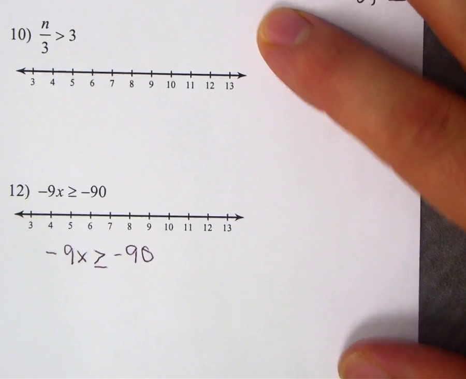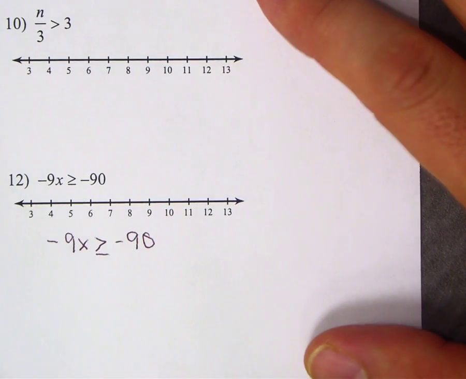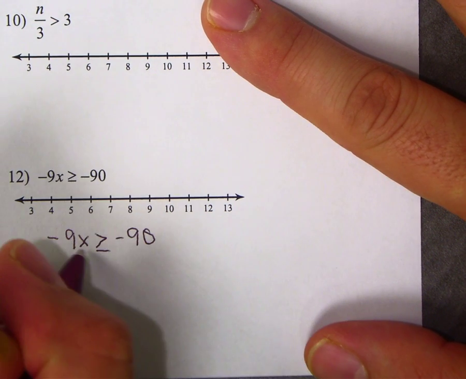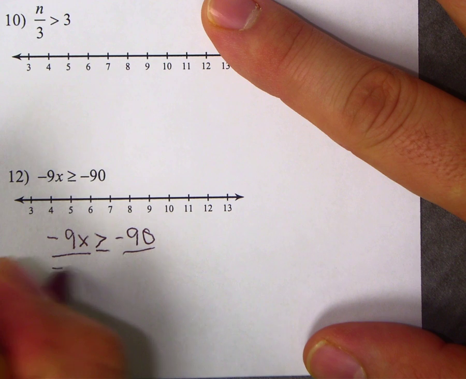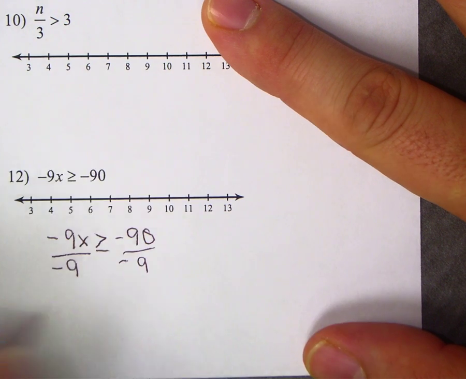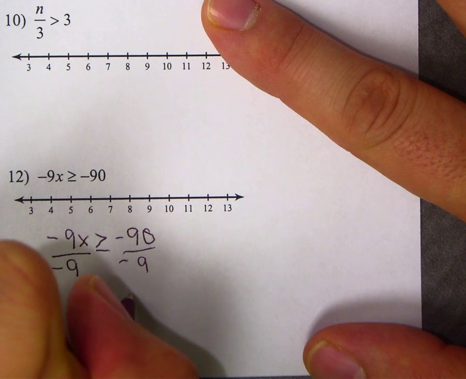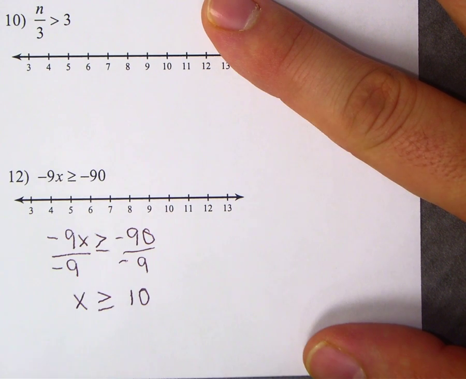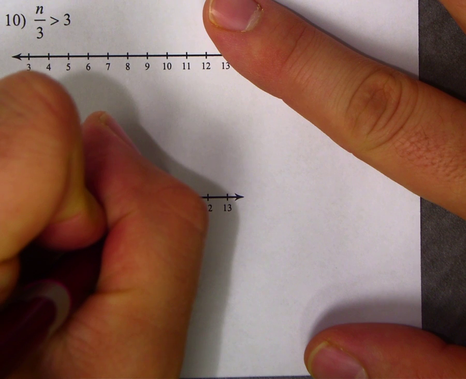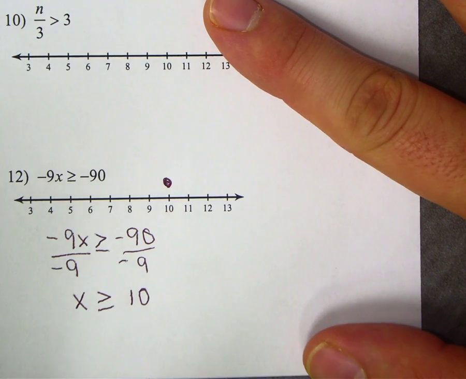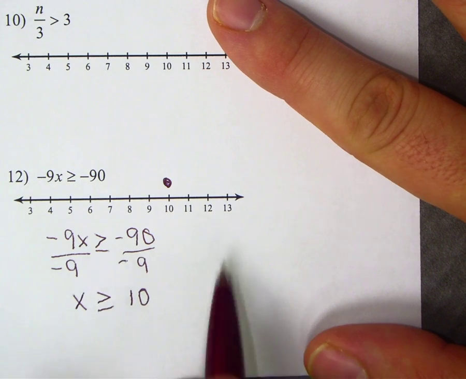The next one we're going to do, we're going to go all the way down to number 12. Number 12 is a special one. I rewrote the problem down here, and let's solve this. We're going to divide both sides by negative 9. We get x is greater than or equal to 10. So we can go to 10 and put a solid dot at 10. But before we do anything else, let's make sure that we check it.